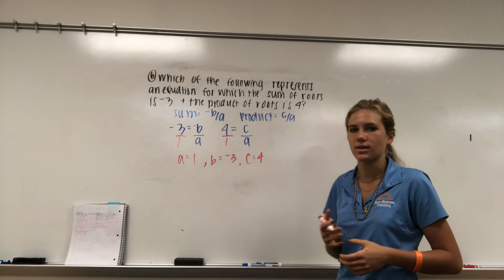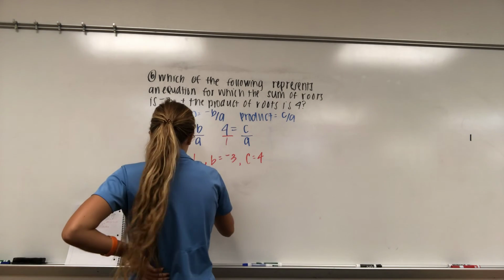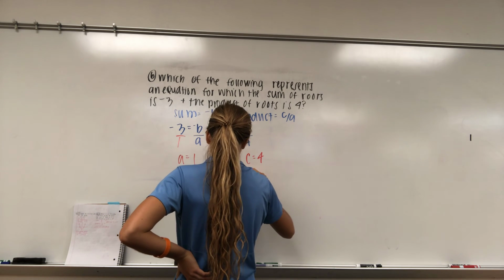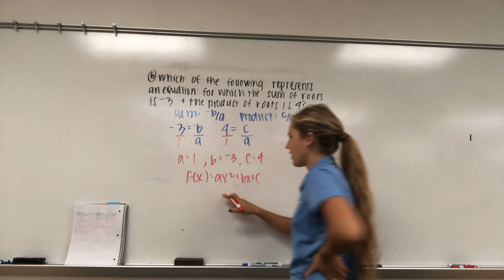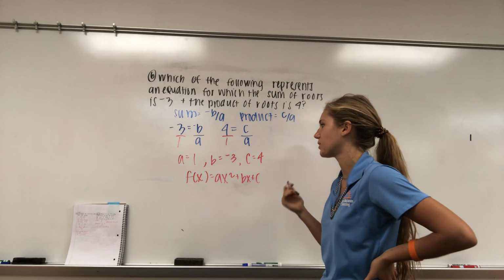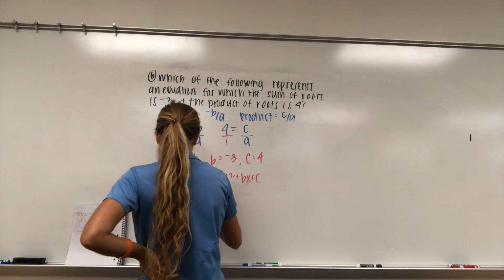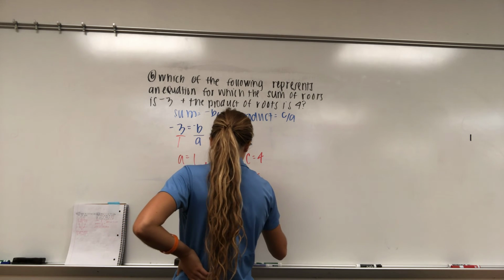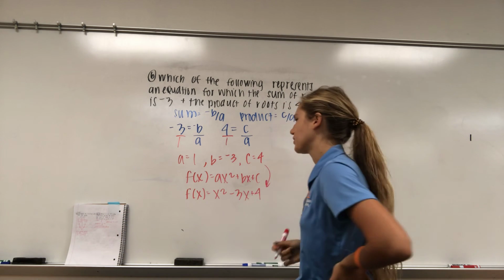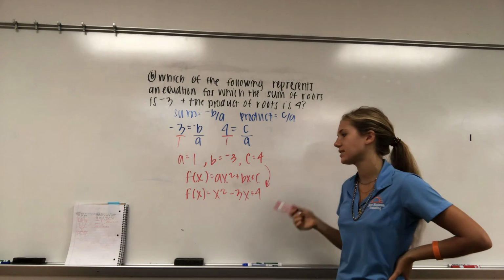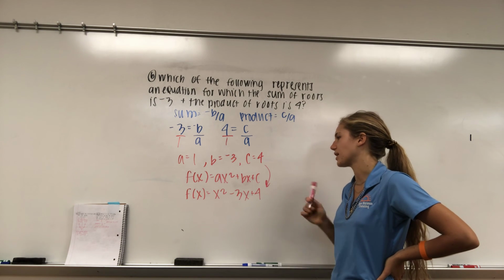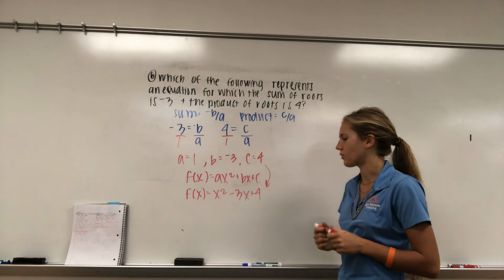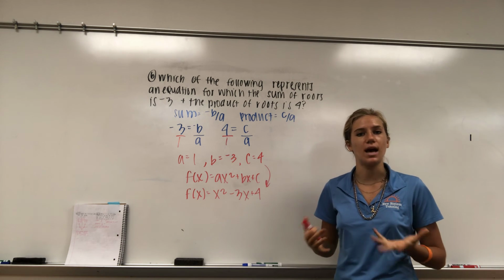I'm just gonna go ahead and plug that into my original quadratic equation, where f of x is equal to ax squared plus bx plus c. So then, like I said, just transferring that information, I have f of x is equal to x squared minus 3x plus 4. Wonderful. Okay, so we are almost out of time here.